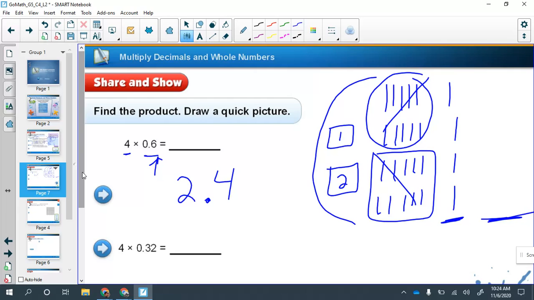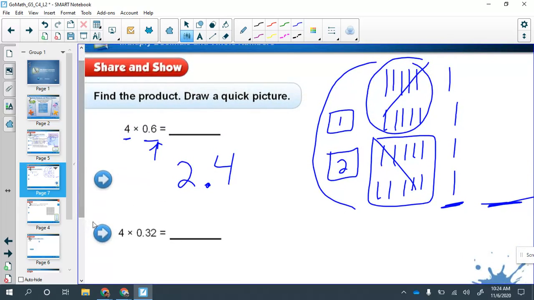Let's take a look at one more. Actually, before we look at that other one, let's look back at this idea. If we think about this as 2 and 4 tenths, let's just think about it. When we drew our picture over here, if we had counted up all of our tenths before we did any regrouping, we would have had 5, 10, 15, 20, 21, 22, 23, and 24. We would have had 24 tenths.